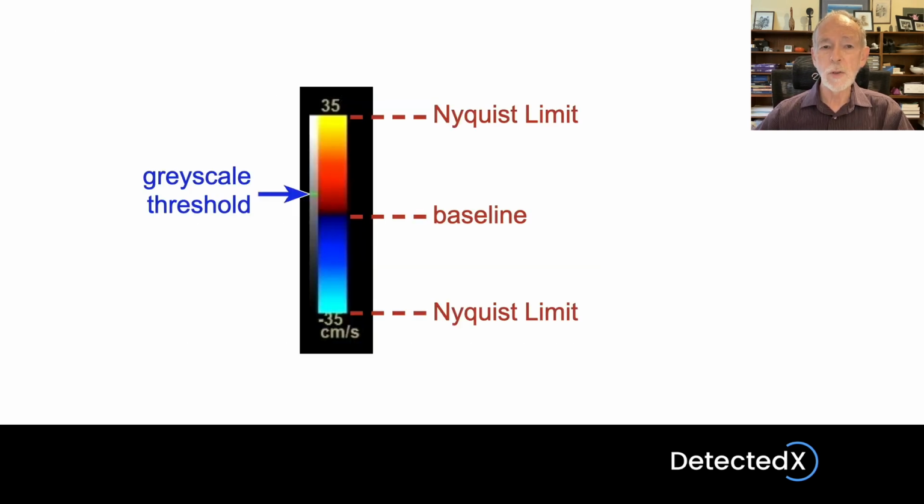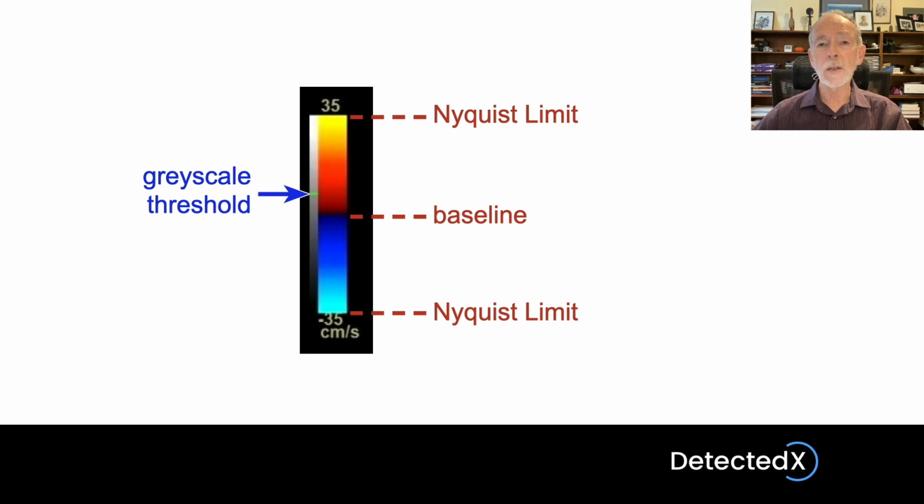Here's an expanded view of the color bar. In this case, the baseline is in the center, but it needn't be. The baseline can be shifted up and down, just exactly the same as the spectral display. The upper and lower limits are the Nyquist limits, again, just the same as for the spectral display. Notice in this case the Nyquist limits, which are still 1/2 of the Doppler PRF, but they're labelled on the display in centimetres per second.